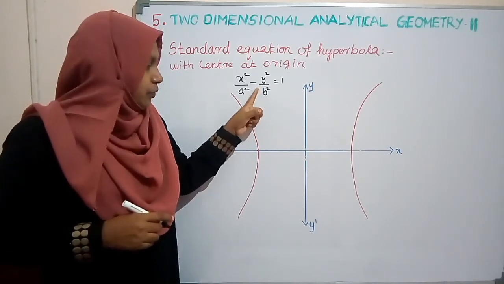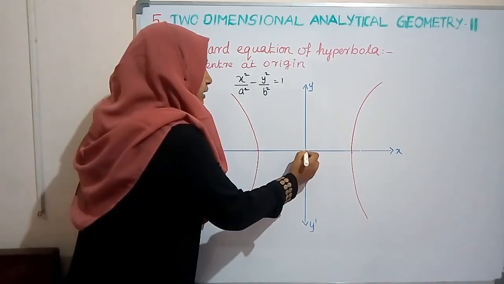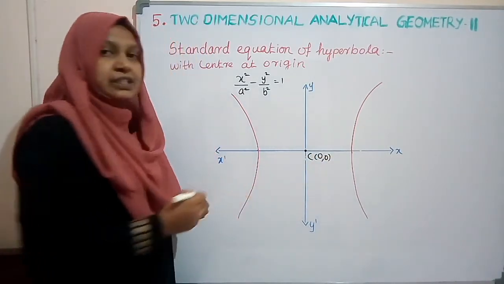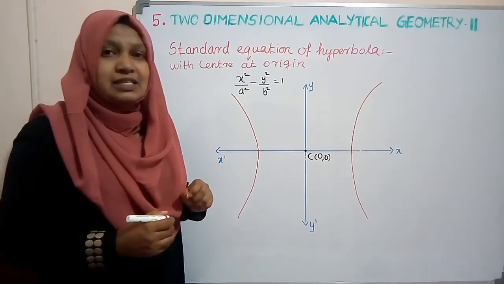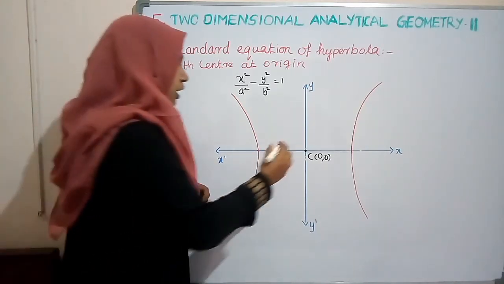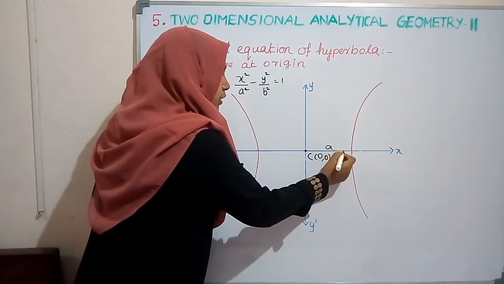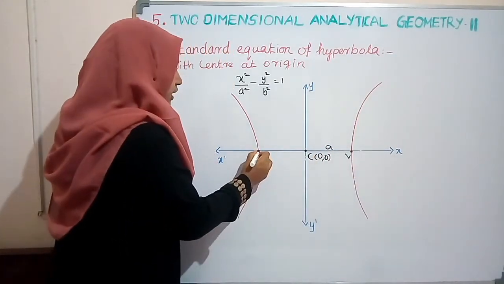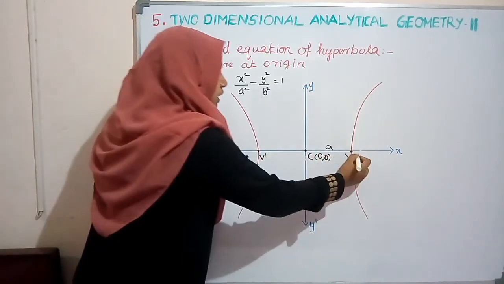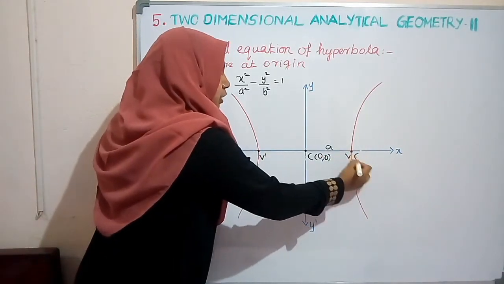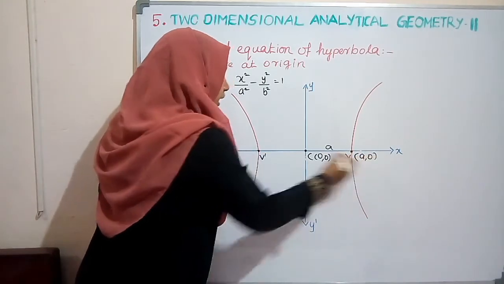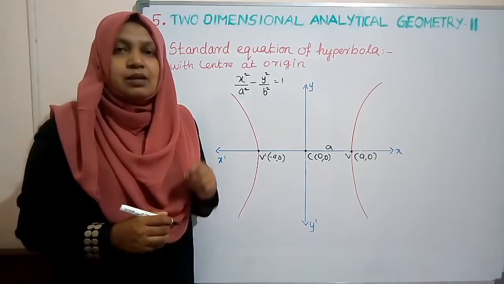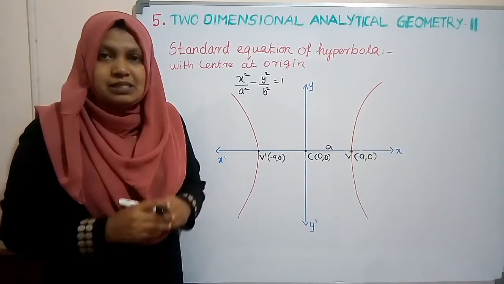Okay? Yes. Now we can see the center. The center is at the origin 0, 0 and we have the vertices at a distance of a units from the center. So this distance is a units and these 2 points are the vertices. Here I am marking V and V dash. These are the 2 vertices. If it is at a distance of a units, we can mark it as a, 0 and minus a, 0. So the vertices are plus or minus a, 0.